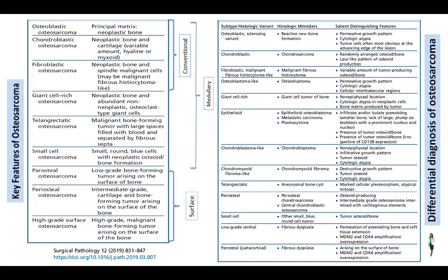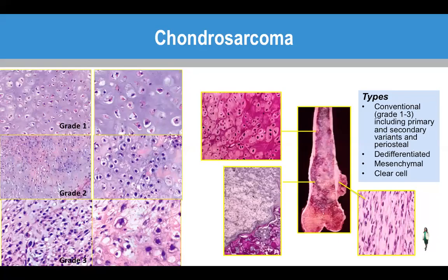So on the right, from the same authors, there is a summary of the differential diagnosis of osteosarcoma when you have time, and you can study each one of them. The salient distinguishing features are listed in the third column. So now we're going to change gear to the chondroid tumor group. The big tumor in this group is chondrosarcoma.